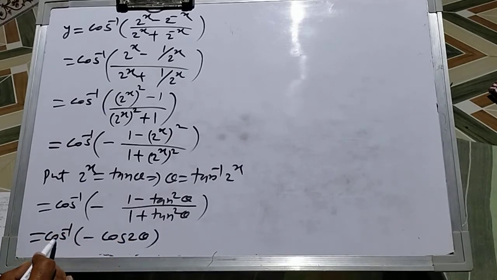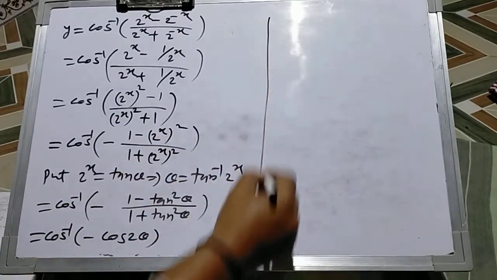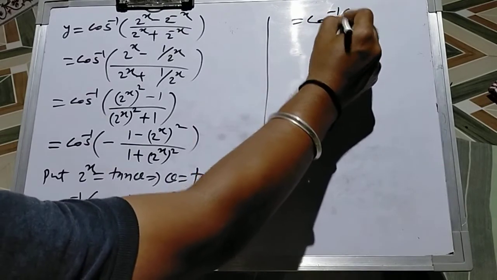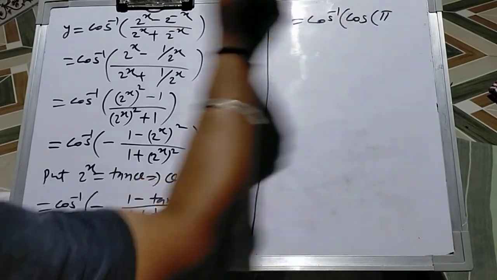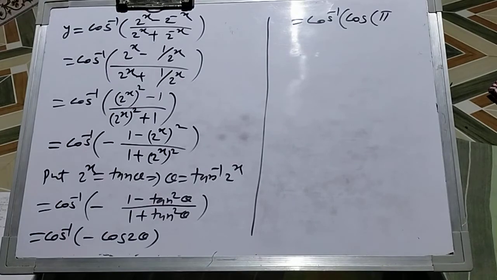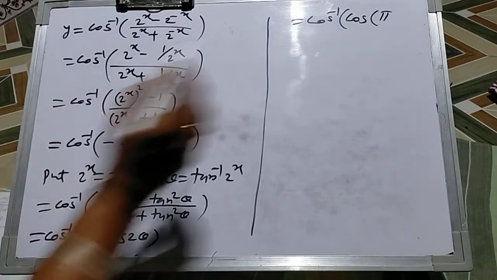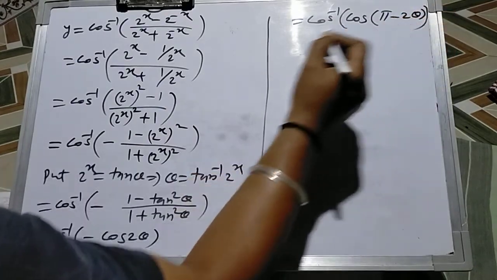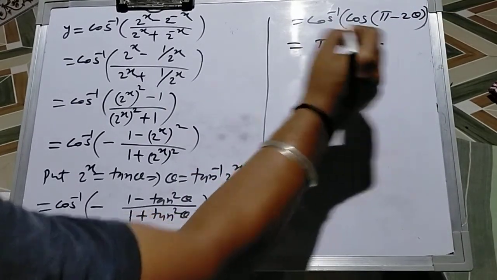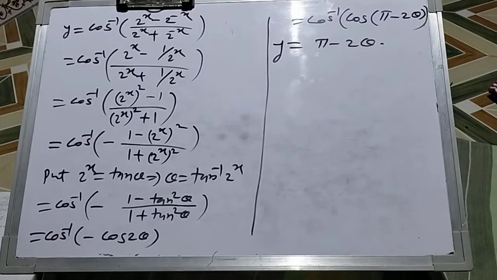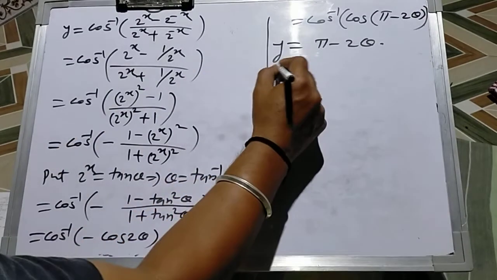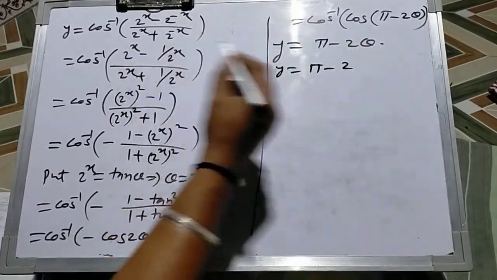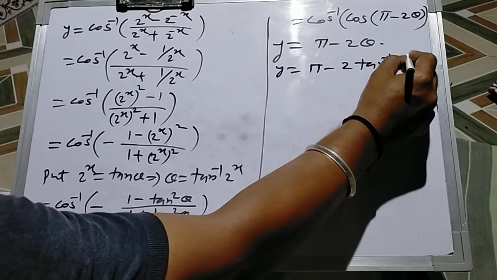We require here the term cos. So this minus cos 2 theta can be written as cos of pi minus 2 theta. Again cos inverse of cos of theta means theta. So y is equal to pi minus 2 theta, and pi minus 2 theta means pi minus 2 tan inverse of 2 to the power x.